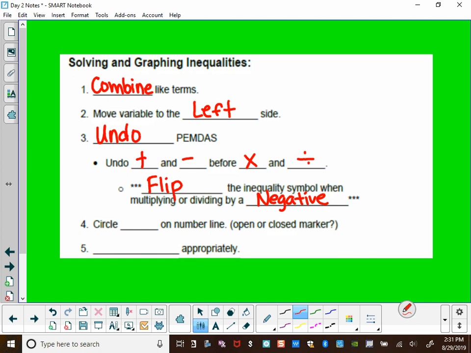Then you're going to circle your solution. I'm going to abbreviate that. Circle solution on number line and shade appropriately. This is basically what we've been doing the whole entire time. Just some directions in case you forget.